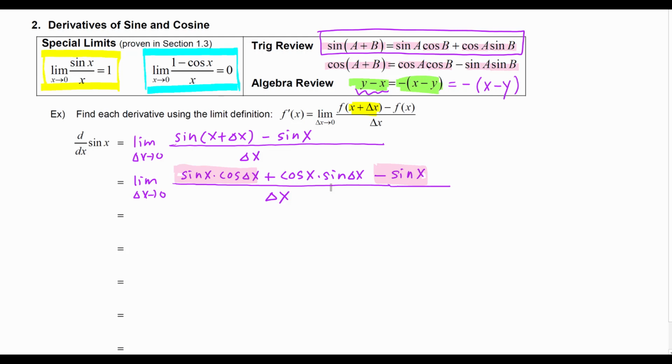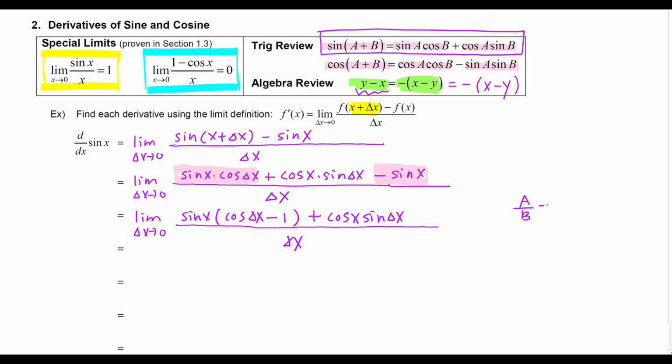So in the next line, we're going to factor out the sine x and write a two-term expression in the numerator. So now I have the limit as delta x approaches 0, factor out sine x, I have a cosine delta x minus 1 plus cosine x sine delta x over delta x. Note that a over b plus c over b is a plus c over b, and vice versa. So when I have multiple terms in the numerator, I can always split the fractions using the same denominator.